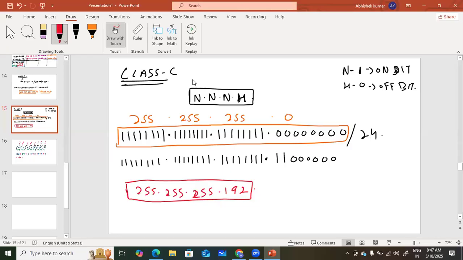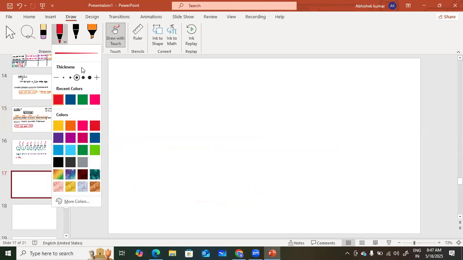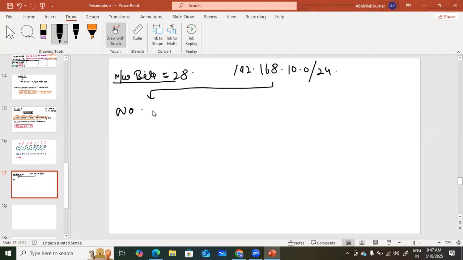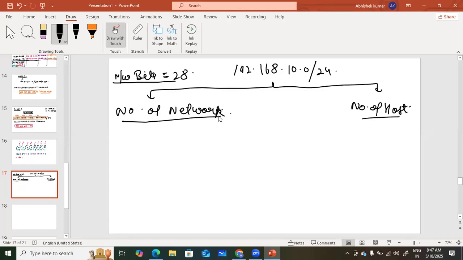I'm going to give you one question. Just try this question out for me. 192.168.10.0/24 and the network bits given is 28. Just find out and tell me what is the number of networks and what is the number of hosts. You guys have 5 minutes to do this. Quickly.